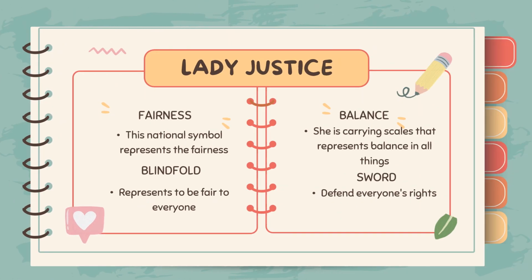Here we have Lady Justice. That is the national symbol that represents fairness. As you can see, Lady Justice wears a blindfold, she carries a scale, and she also carries a sword. Each of those things represents something. The blindfold represents fairness to everyone. The scales represent the balance in all things, and the sword represents defending everyone's rights.